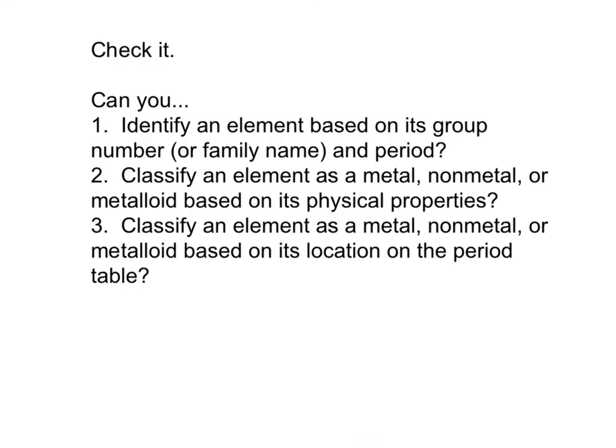Alright, so this sums up this lesson. Make sure that you meet all objectives for today, that you can identify an element based on its group number or family name and its period. Make sure that you can classify an element as a metal, nonmetal, or metalloid based on its physical properties. And finally, make sure that you can classify an element as a metal, nonmetal, or metalloid based only on its location on the periodic table, which, remember, requires you to find that staircase and know where those metalloids are.